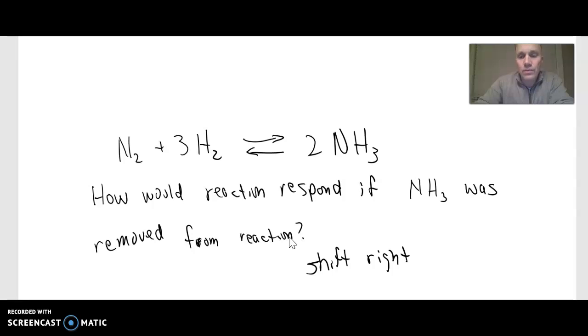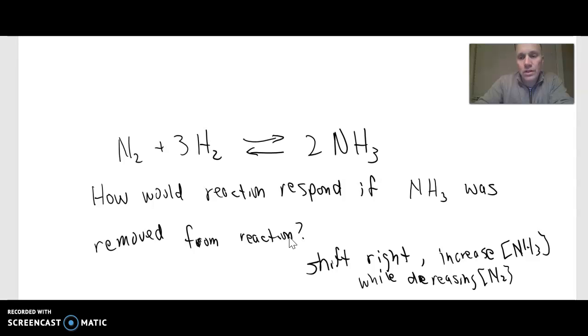And what that's going to do is temporarily increase the amount of NH3 while decreasing nitrogen and hydrogen. And it's going to do that just temporarily, until you get back to that equilibrium position, and then the forward reaction is going to equal the reverse reaction, and that equilibrium will stay where it's at.